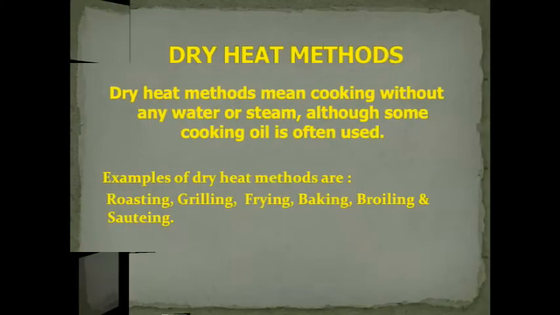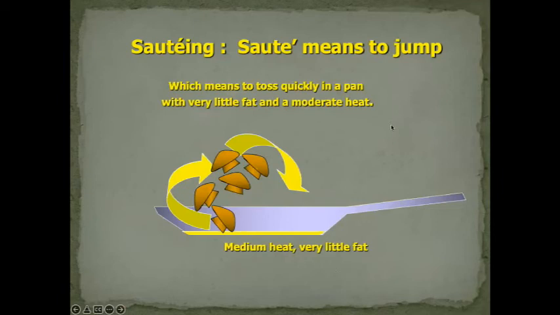Okay, so let's come to the first method. The first method was sauteing. Sauteing is a dry heat method using oil. In sauteing, we use very little fat, but some amount of fat so that our food does not stick to the pan. Saute means to jump. That means you take a pan, heat the pan, put a little bit of oil, add the food, and quickly toss it in the pan, or make it jump in the pan. That is known as sauteing. It is done in moderate heat with very little fat.